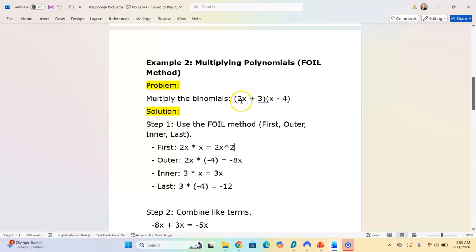Then we're going to do the same thing, right? We're going to multiply first, using FOIL, the 2x. Now we're going to multiply it times -4, which gives us -8x. Now we're going to do the inner. What is the inner? The inner is a little tricky. It's the inner of both sets of parentheses. So the 3 and the x is the inner. So we're multiplying them together. 3 times x is 3x. And then the last, which means the last numbers in the parentheses. So 3 is the last number here, and -4 is the last number there. So 3 times -4 is -12.